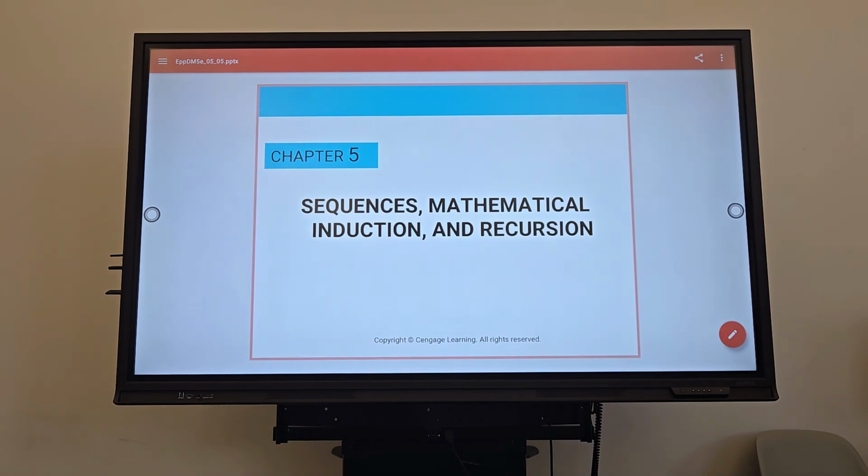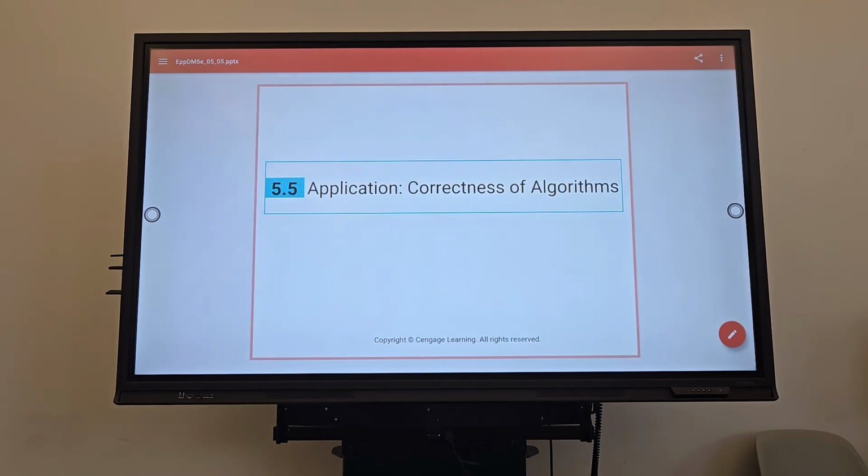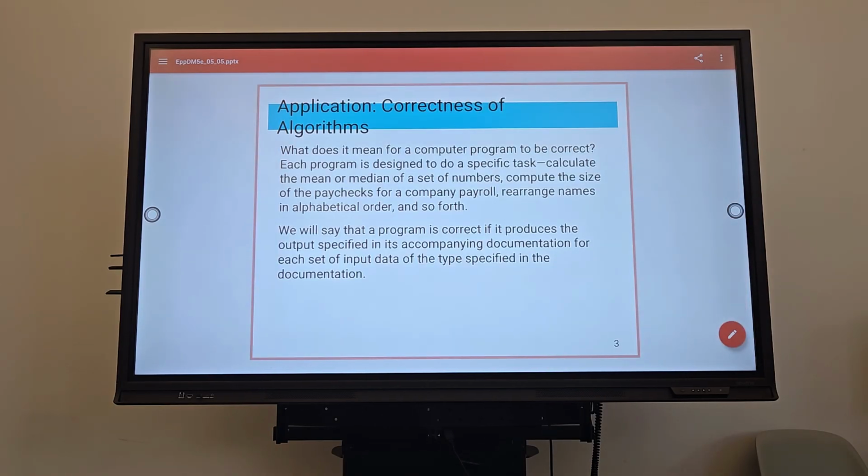So today we're going to continue with sequences, mathematical induction, and recursion with the correctness of algorithms application. What does it mean for a computer program to be correct? Each program is designed to do a specific task, calculate the mean or median of a set of numbers, compute the size of the paychecks for a company payroll, that sort of thing. We will say that a program is correct if it produces the output specified in its accompanying documentation for each set of input data of the type specified in the documentation.